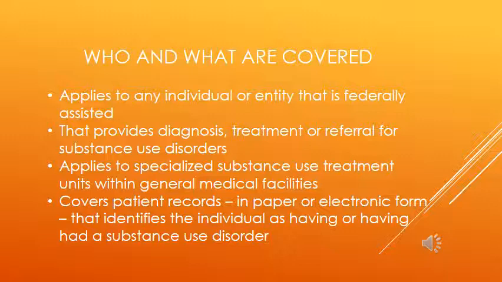An individual or entity is federally assisted if it is authorized, licensed, certified, or registered by the federal government, or receives any federal funding. Part 2 covers patient records in paper or electronic format that is disclosed by a Part 2 program that identifies the individual, either directly or indirectly, as having or having had a substance use disorder, or as being a participant in a Part 2 program.